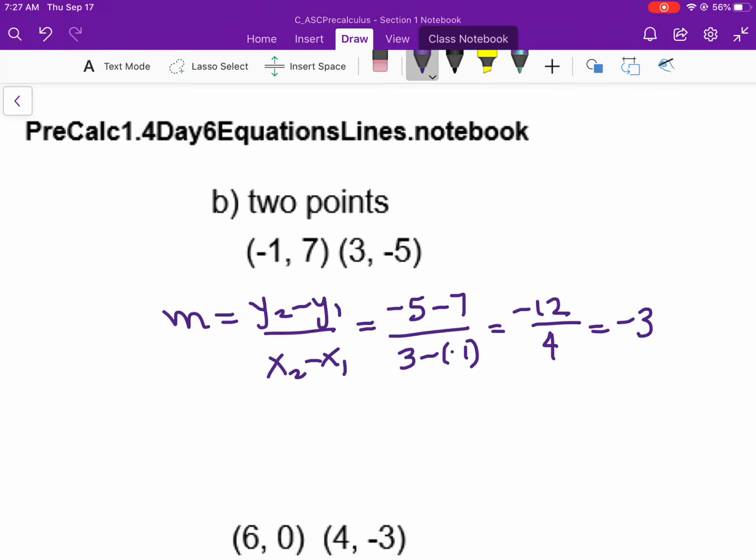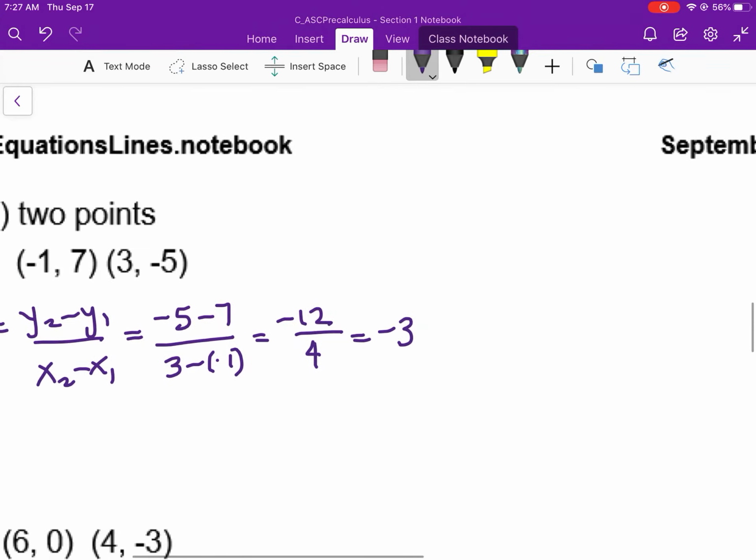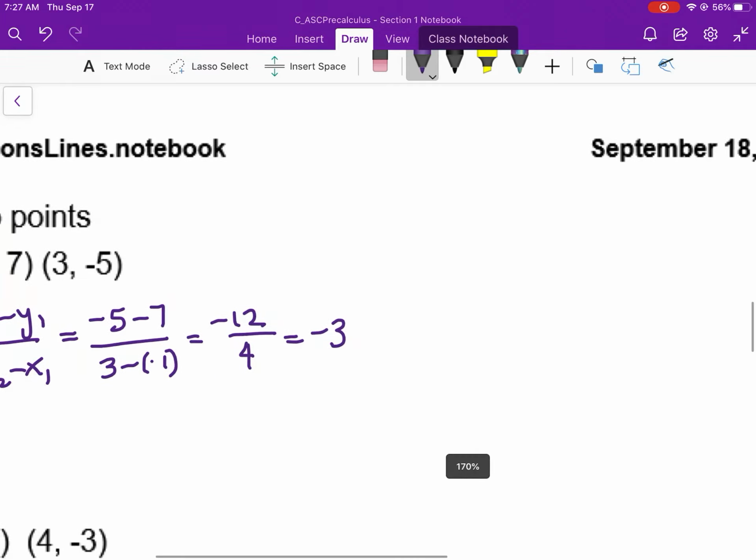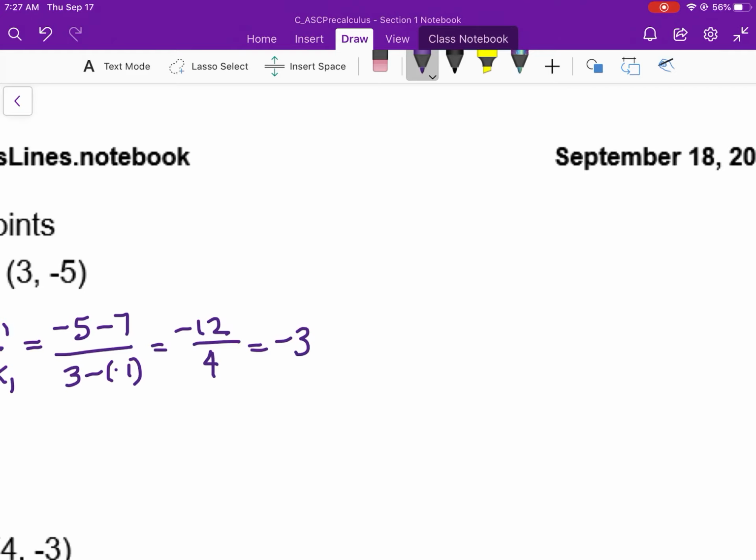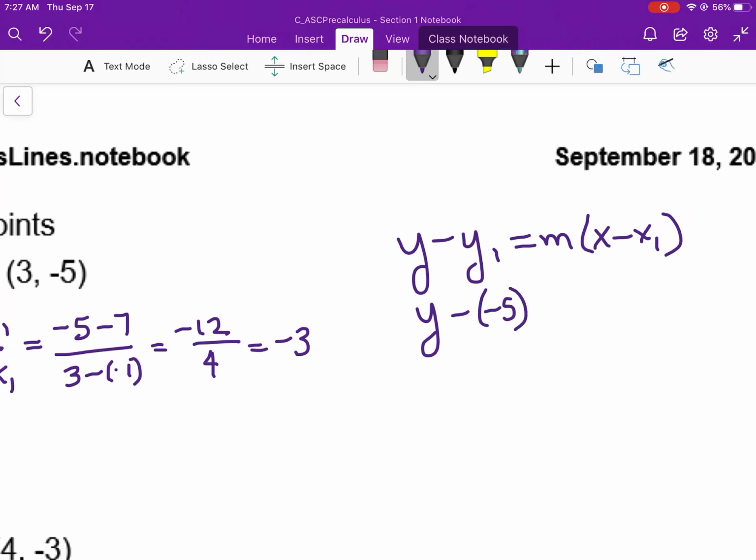And then it's your choice as to which point you want to use. I usually pick the ones without negatives, but since both of them have a negative, it doesn't really make any difference. So because I'm moving my screen over, I'm going to use 3, -5. So y minus y1 equals m times x minus x1. So y minus -5 equals -3 times x minus 3.